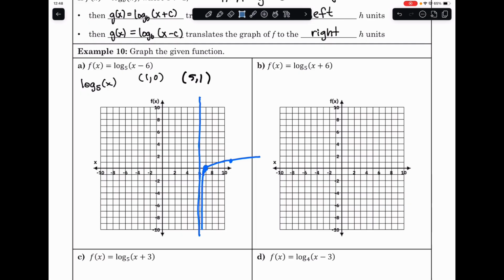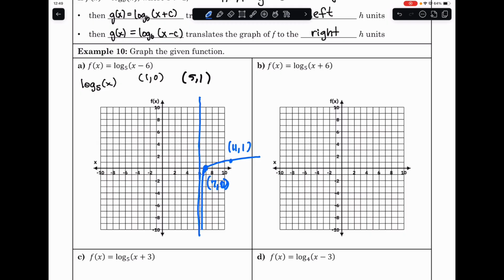Move the x-intercept to 7, 1. And move this point from 5, 1 to now 6, 1. So our x-intercept is 6 units higher, so 7, 1. And this point is now at 11, 1. I'm sorry, 6, 0, 7, 0, 7, 0.